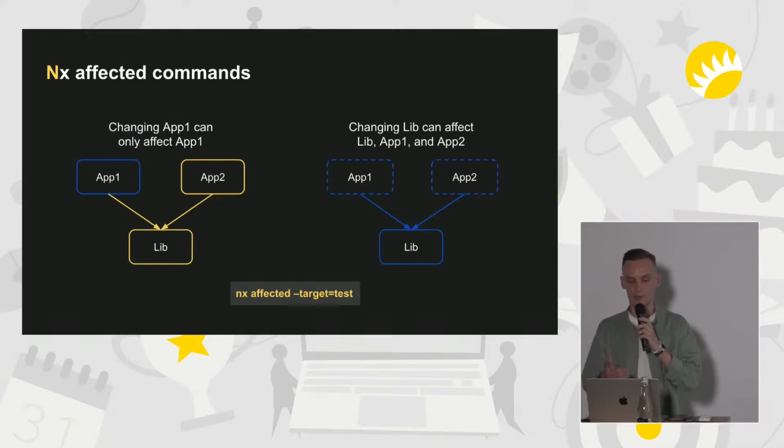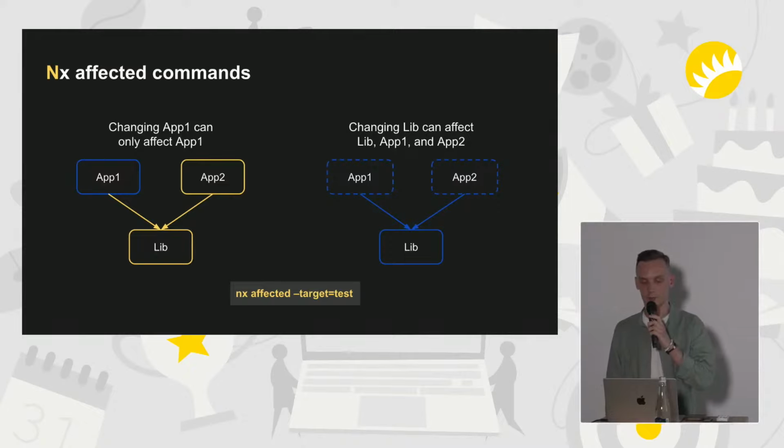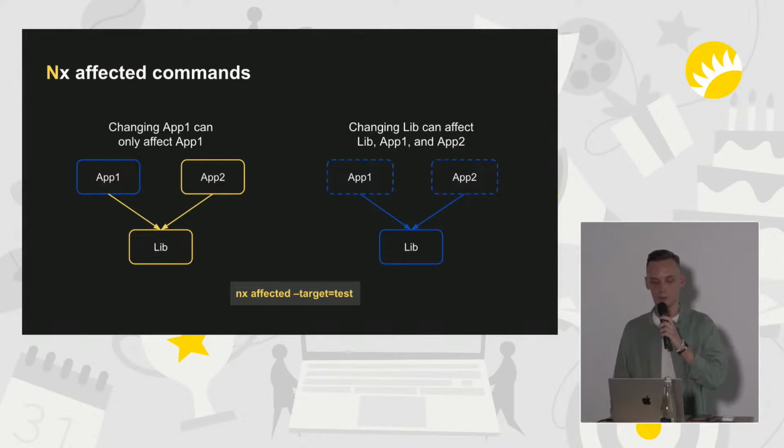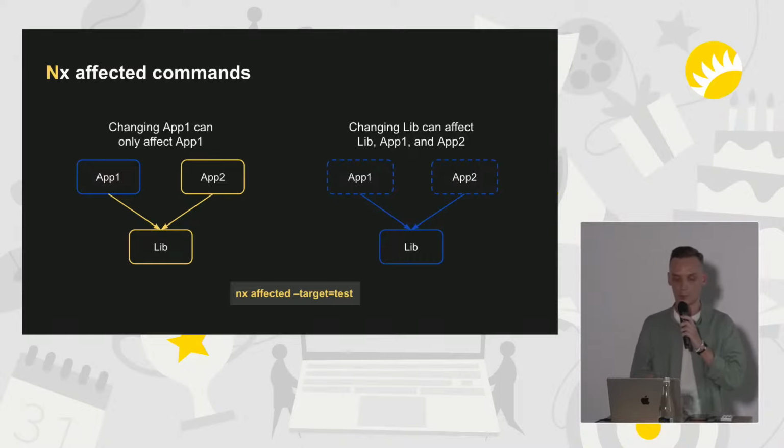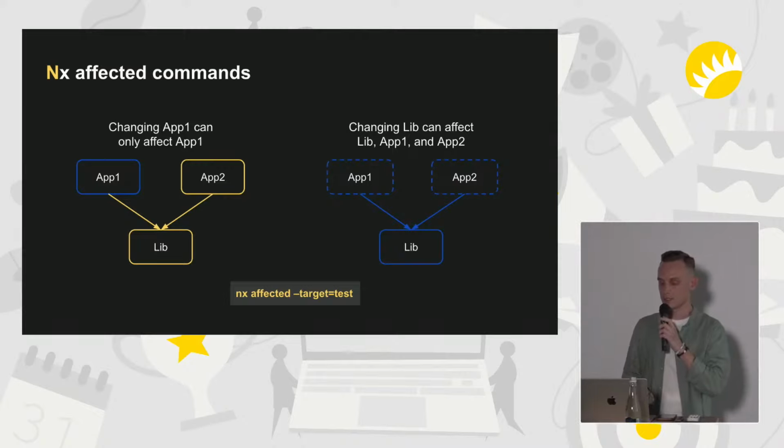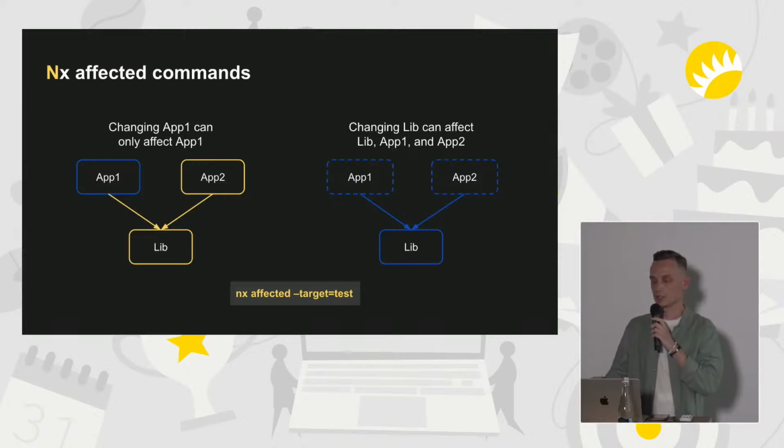And on top of that, NX provides affected commands. So for example, when you change something in app 1, there is no need to retest and rebuild the library and app 2. At the same time, when you change something in the library, NX will automatically retest and rebuild app 1 and app 2, and will do it in the most effective way using the task graph we described before.